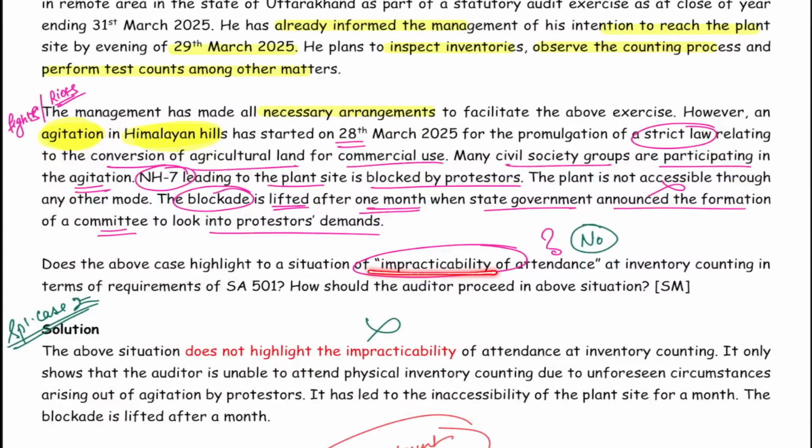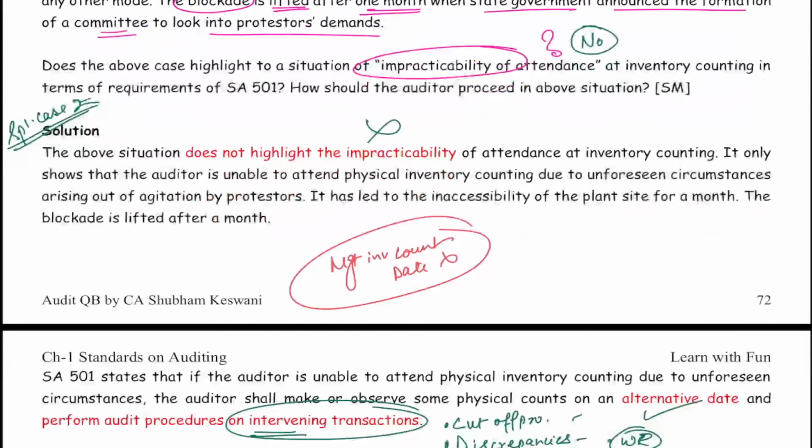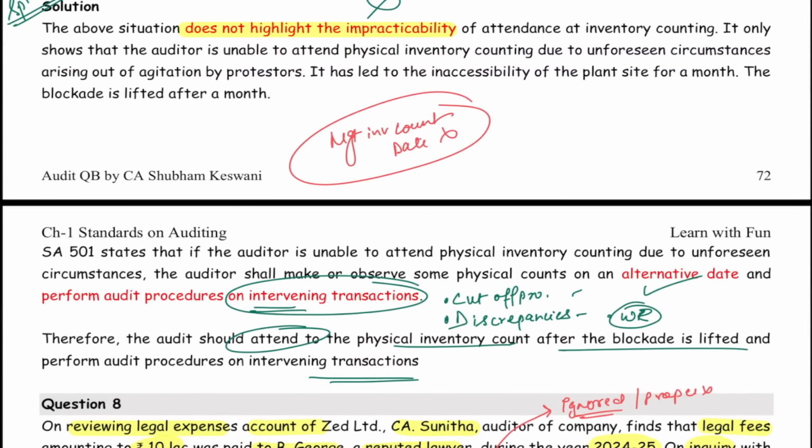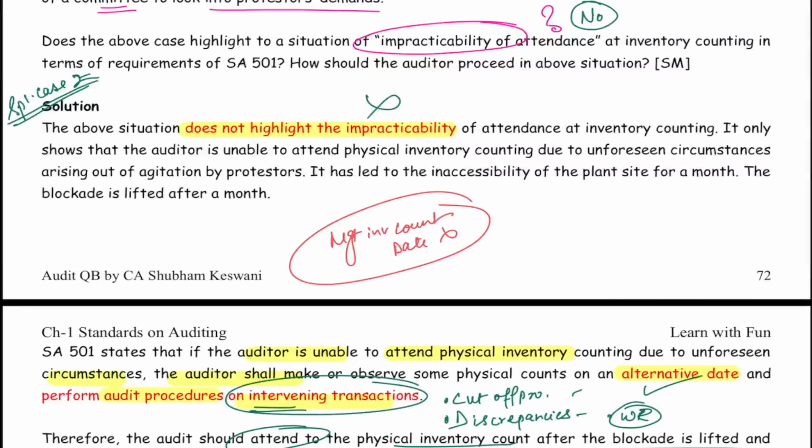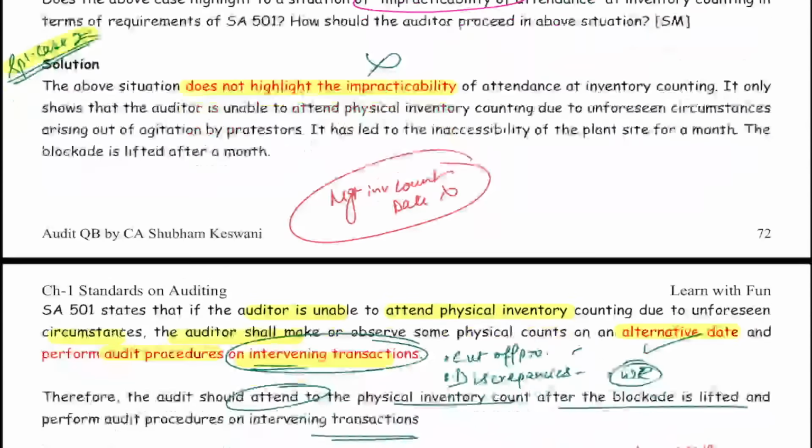Do you think it is impracticable? No, sir. Why is it not impracticable? Because after 1 month, the blockade is lifted. So you will say this is a situation which does not highlight impracticability. It is just that the auditor is unable to attend the inventory count due to certain circumstances, so he can attend on an alternate date, and when he attends on an alternate date he needs to perform procedures on intervening transactions. Okay, so if you go by the case, this is our special case number 2.